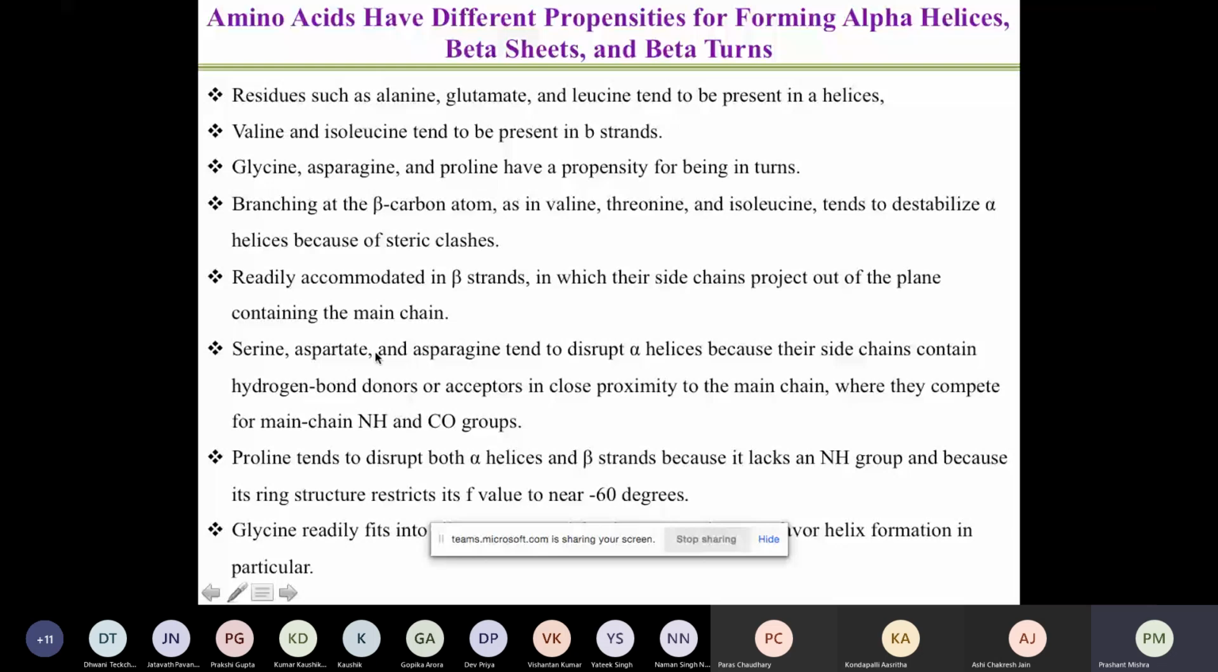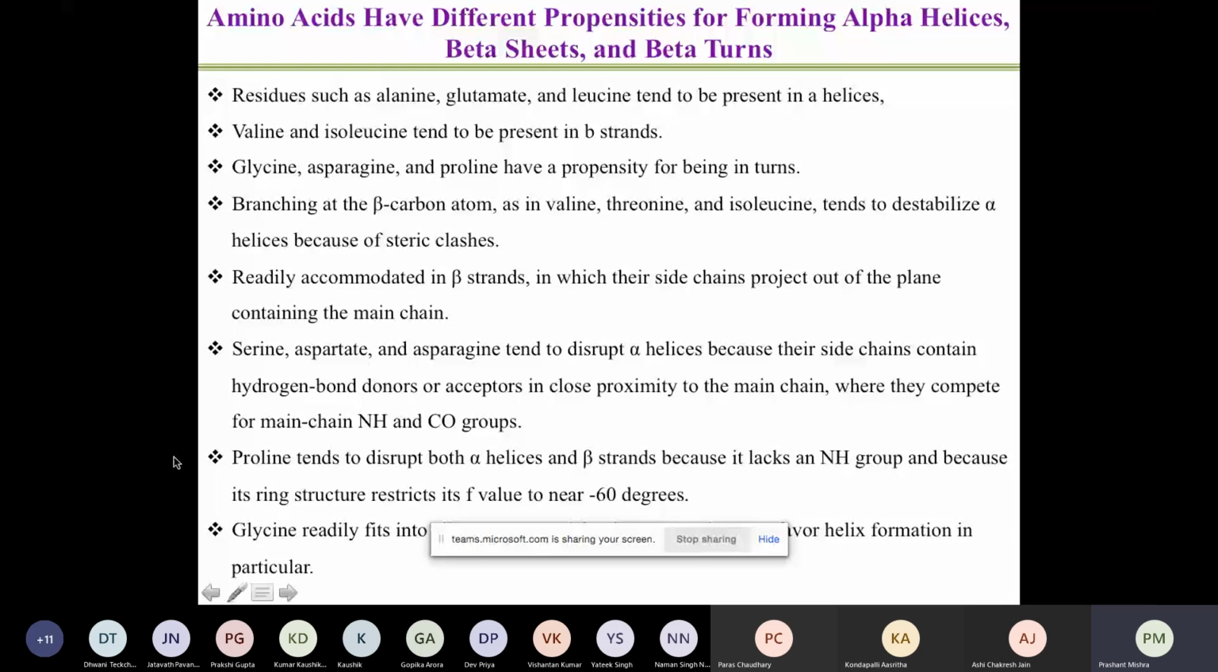They will also give you another interaction. Why serine? Because it has an OH group. Why aspartate? Because it has a COOH group. So their side chain has an additional hydrogen donor, and that's why they will compete with the main chain interaction.